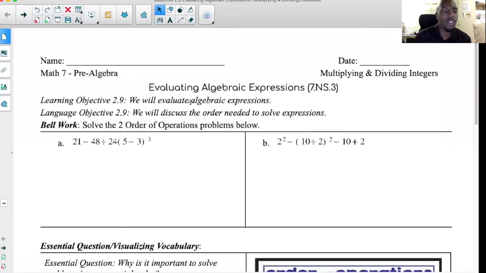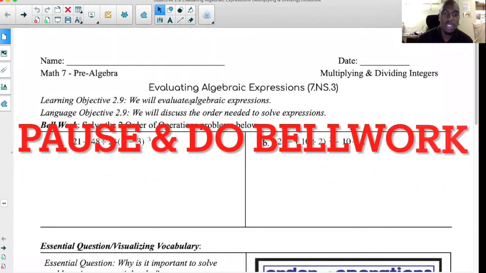Today, what I want us to do is dive into our final lesson in Unit 2, and it's called Evaluating Algebraic Expressions. Now, it has a lot to do with PEMDAS. We're going to dive into it. It deals with algebra a little bit. But as usual, let's take a moment, pause the video if you need to, and work on the bell work.